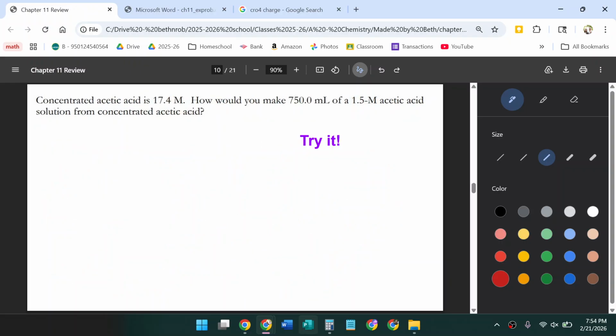All right, moving on. The next one says concentrated acetic acid is 17.4 molarity. How would you make 750 milliliters of a 1.5 molarity acetic acid solution from concentrated acetic acid? Notice that the only thing we said over and over was acetic acid. We don't need to make an equation. Yay, everybody celebrate, because we only have one thing. And that one thing, they've told us what it is.